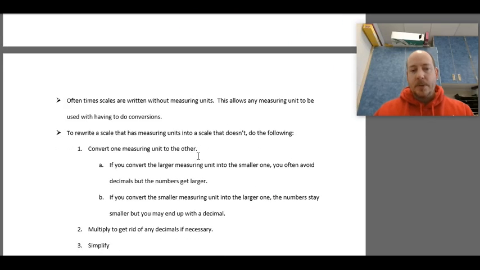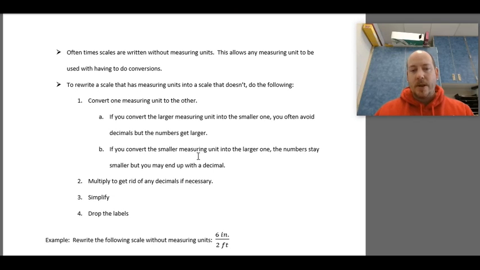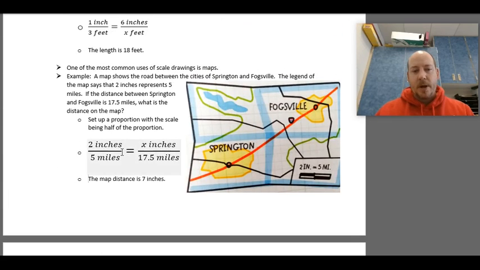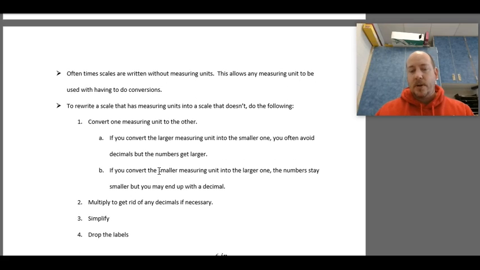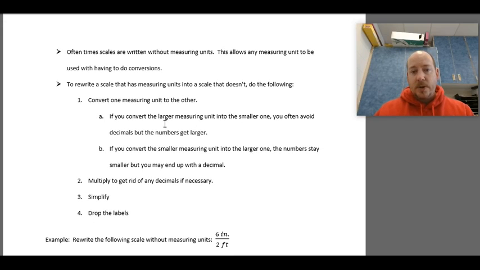Okay. Now sometimes with scale drawings we want to rewrite them without measuring units. The nice thing is, like in this map, if I was working in centimeters or kilometers or something like that, I have to do a whole bunch of converting to figure that out. So if we have a scale without a measuring unit on it, you can really use any measuring unit you want, right? If the scale is 2 to 5, that could be 2 centimeters to 5 kilometers, whatever. Okay, so we're going to look at how do we rewrite a scale that has measuring units into scales that don't. Essentially, we're going to follow these steps.